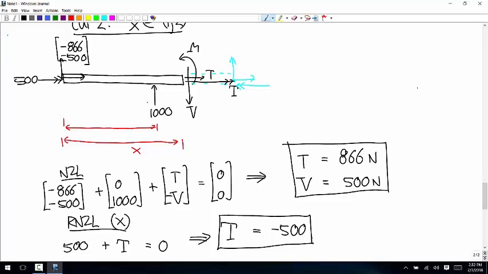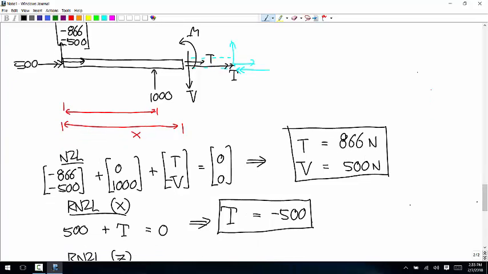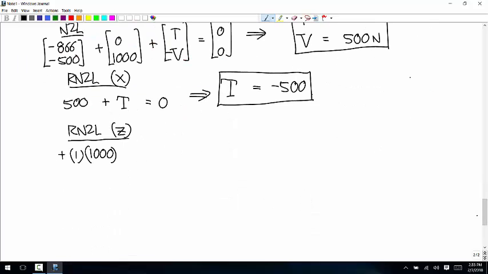And would that 1,000 Newton force produce a clockwise or counterclockwise moment? Positive counterclockwise. So we have 1 times 1,000, and that's positive. And then the only other things that produce moments about the z-axis are the couple m and negative v times x. So plus m minus vx is equal to 0.